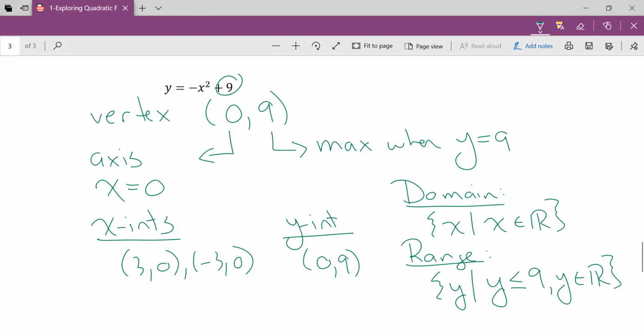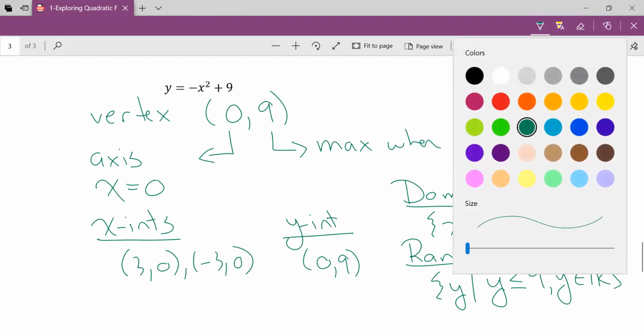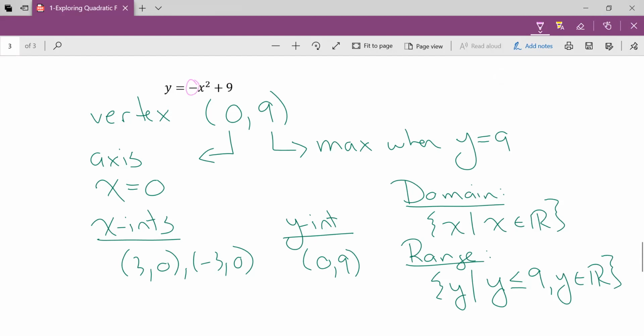Okay, there's all the important parts. Now, how did I know this graph would open down instead of opening up? Right here. See that negative right there? Out front here, it's called our lead coefficient. If it's greater than 0, so if a is bigger than 0, our graph will open up. And if a is less than 0, guess what? Our graph is going to open down. As simple as that.